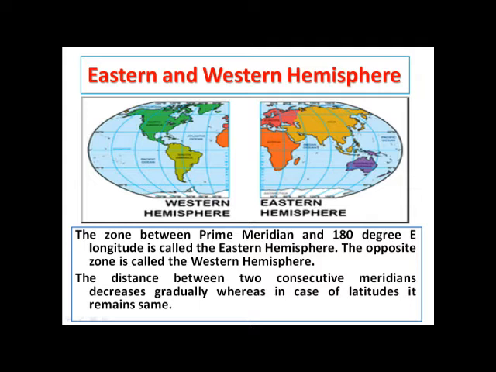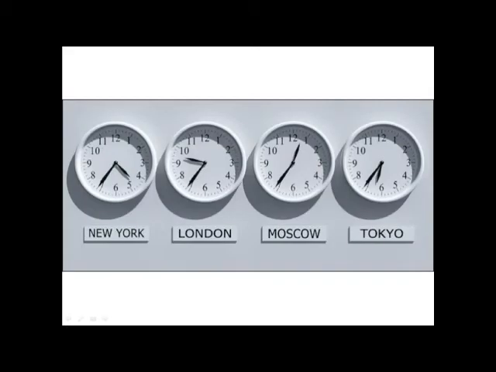The equator is intersected by 360 lines of longitude. The intersection of the lines of latitude and meridians of longitude actually gives the exact coordinates, the exact position of a place. The distance between two consecutive longitudes or meridians gradually decreases, whereas in case of latitude, it always remains the same.